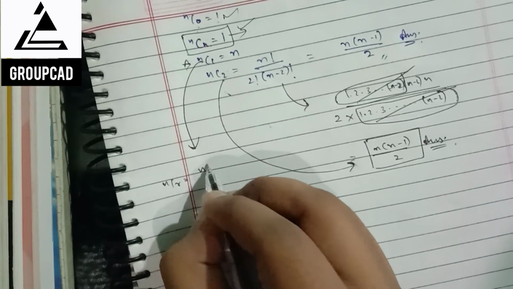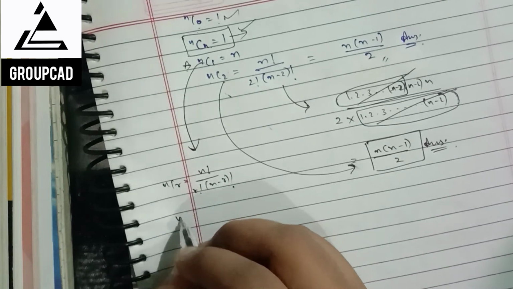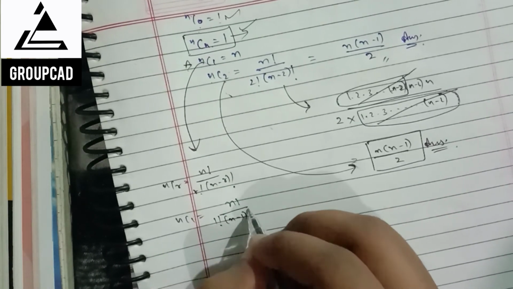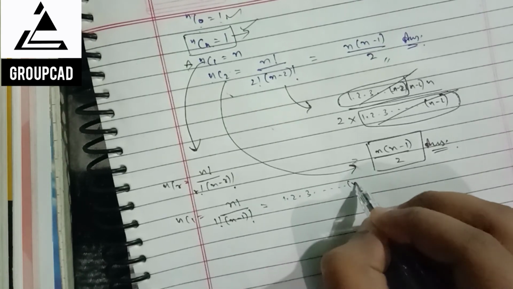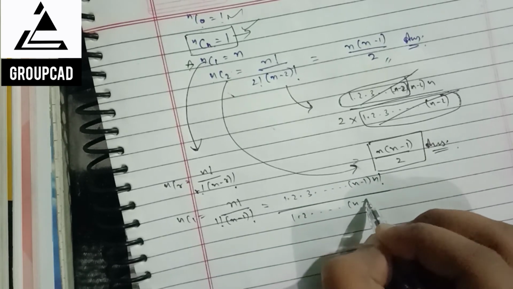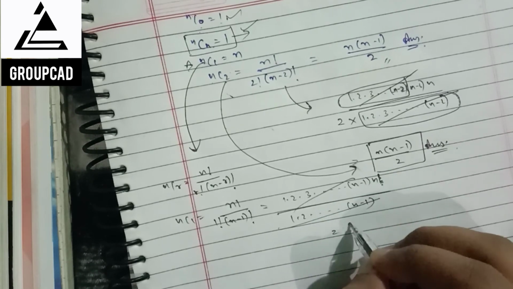You can mathematically calculate it by the nCr formula, which is nCr equals n factorial upon r factorial into (n minus r) factorial. So nC1 is equal to n factorial upon 1 factorial into (n minus 1) factorial, which is 1 into 2 into 3 into (n minus 1) in the denominator, and n factorial in the numerator. It will cut, and it will actually give n.